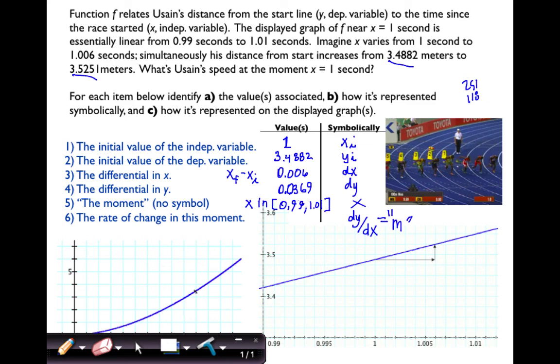So this 0.0369 meters in 0.006 seconds, which maybe about 5-ish meters per second. Let's see, a little bit less than 5 meters per second, just guessing. But you could do this division and get a result. And that's all we'd be looking for. It gives us a single number that doesn't correspond to a single spot on the graph. It corresponds to this region on the graph.